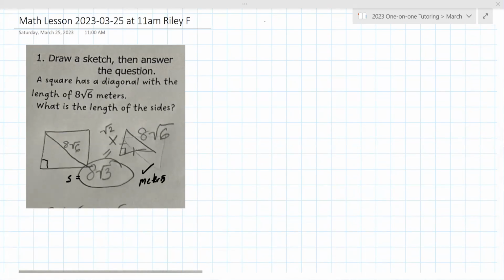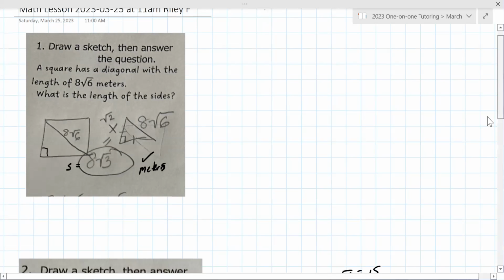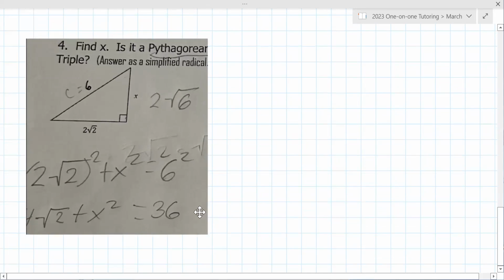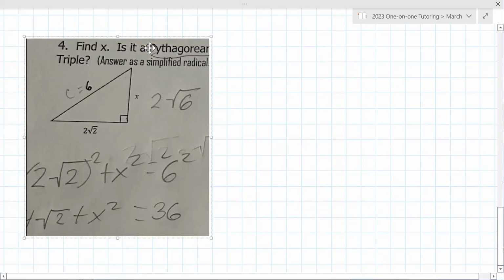Number 4 looks like 2 root 2 plus x squared equals 6 squared. Just a little bit of modification of what you have here. It's really close. I like that you've tried to do it on your own. All right, let me snip that in. So let's just solve the triangle. We'll worry about whether it's a Pythagorean triple in a moment. So your setup's great. 2 root 2 squared plus x squared equals 6 squared.